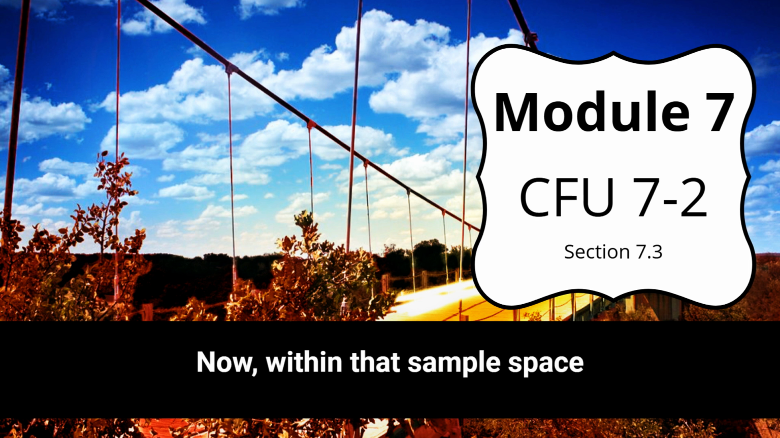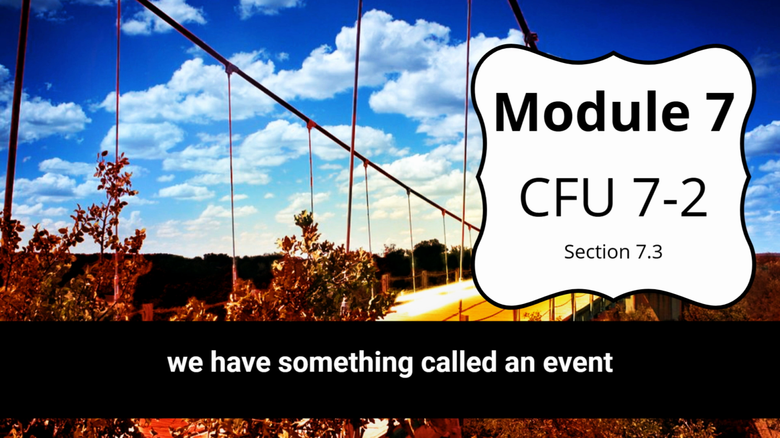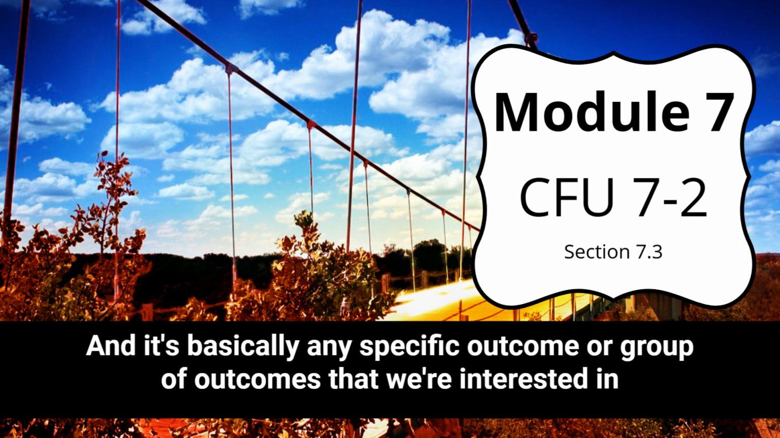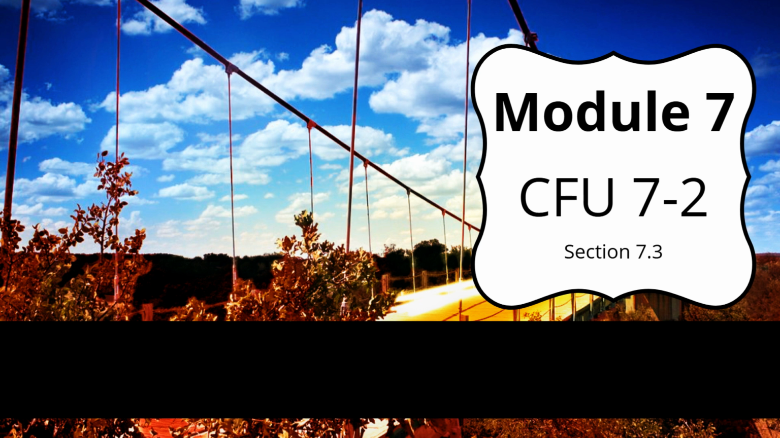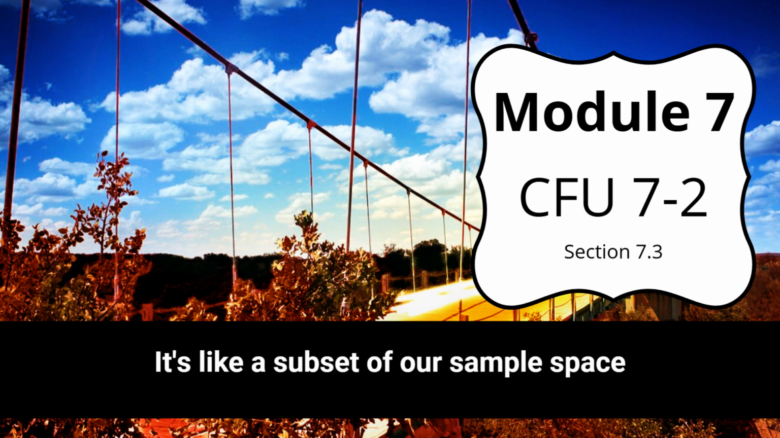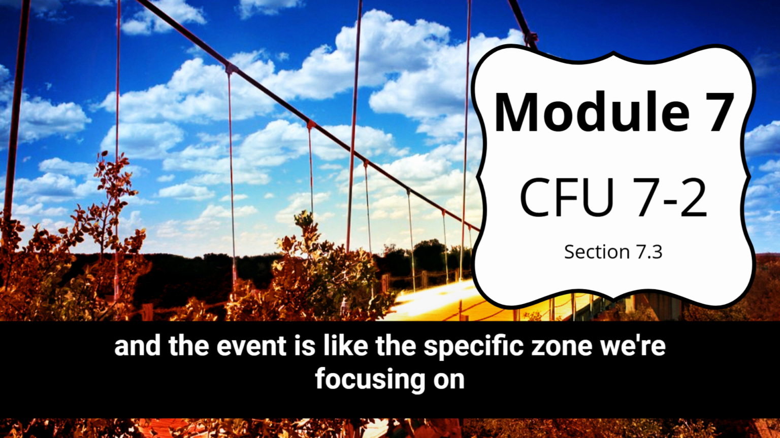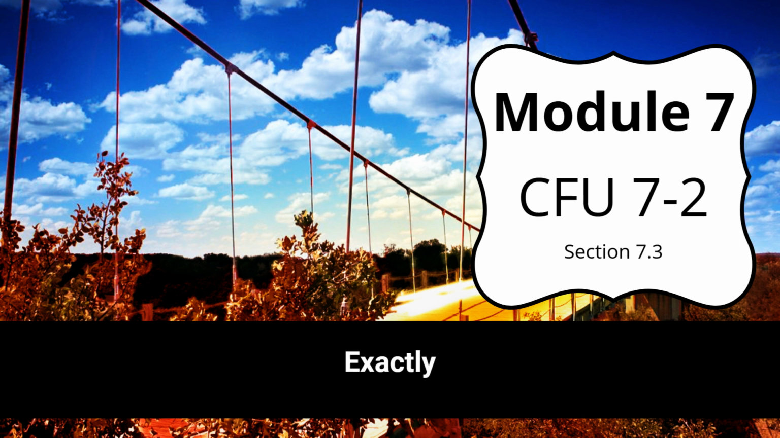Now, within that sample space, we have something called an event, usually shown by the letter E. E for event, makes sense. Yeah, and it's basically any specific outcome or group of outcomes that we're interested in. It's like a subset of our sample space. Okay, so the sample space is the whole playing field, and the event is like the specific zone we're focusing on. Exactly, you got it.